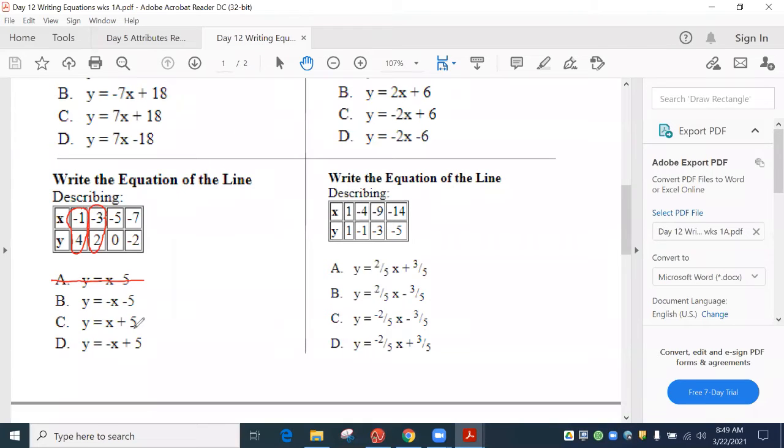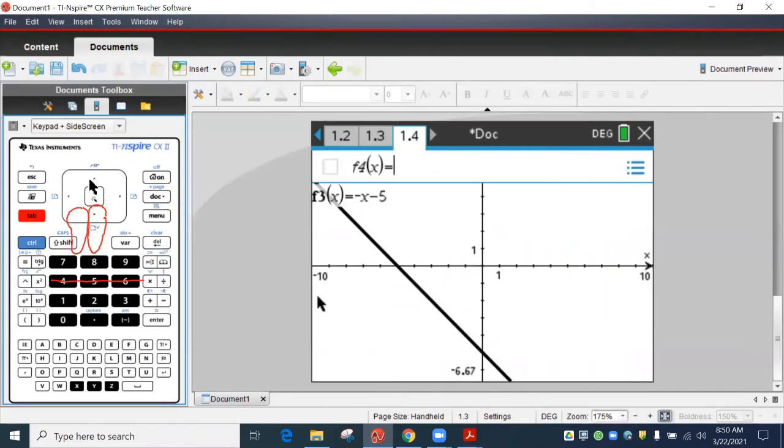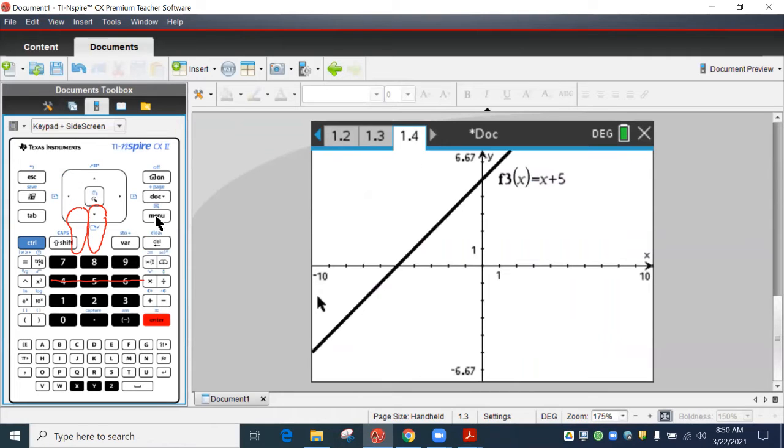And it looks like we got C. Changes that to a positive, that to a positive. So let's see if this works. So I'm going to change this to a plus and that to a positive, hit enter, menu 5-1. And you can see we got that -1 and 4 right there. Okay. And then we're going to type in -3. And we got the -3 and 2. So we got those first 2 points.